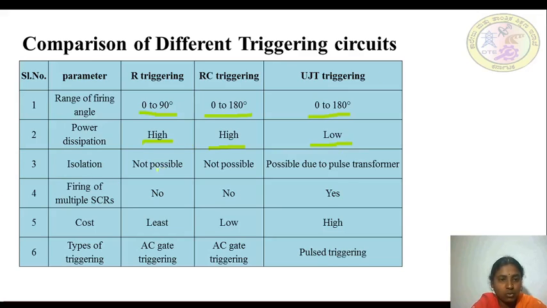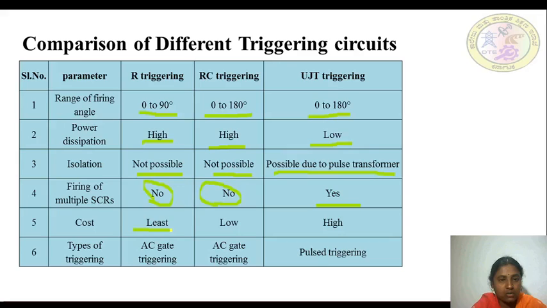If you come to the isolation part, there is no isolation provided in case of R triggering or RC triggering, but we have isolation by a pulse transformer in case of UJT triggering. For firing of multiple SCRs, we can't fire multiple SCRs in case of RC triggering also. But due to the pulse transformer with many secondary windings, we are able to turn on many SCRs at the same time.